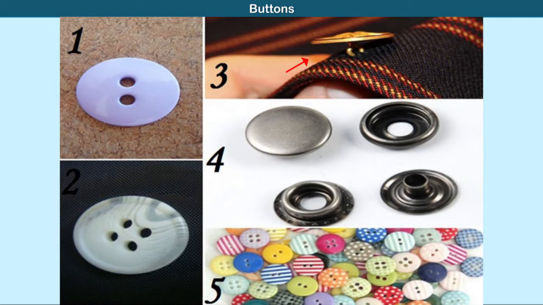Next button, this is called snap fastener button, where we can see the metals are there. This is of metal, and this is of 18 line button. This is used in jackets, coats, shrugs, cardigans, etc.